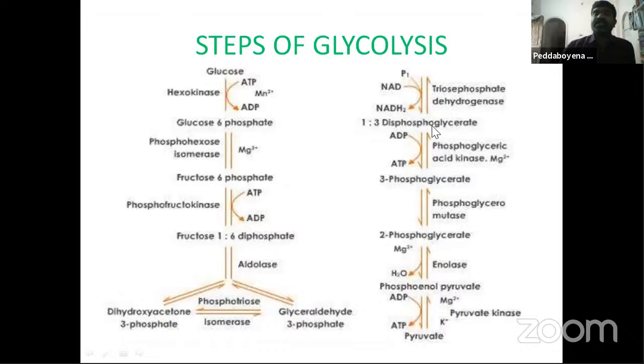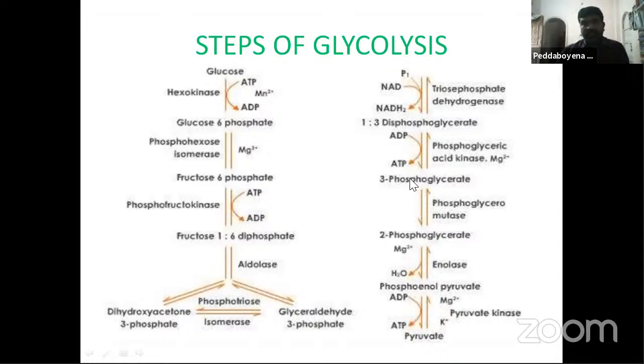So what does dephosphorylation mean? From the substrate, the phosphate is added to the ADP and converted from diphosphate into triphosphate. So this is the dephosphorylation, or substrate level phosphorylation.